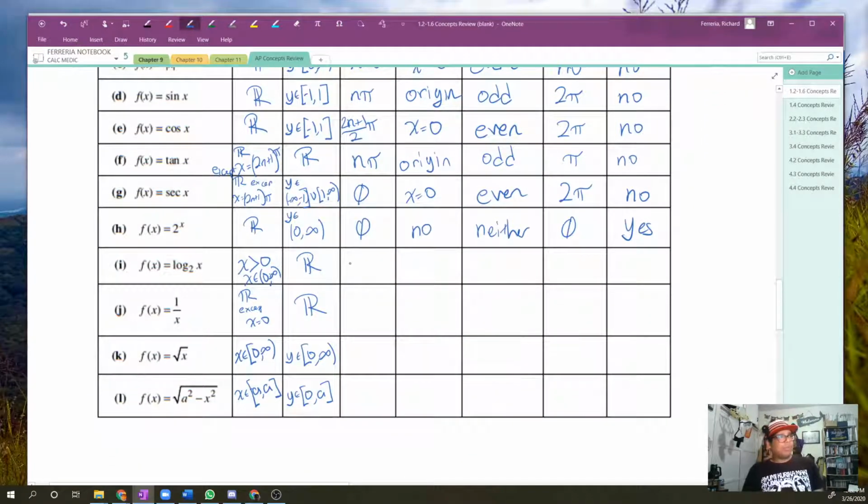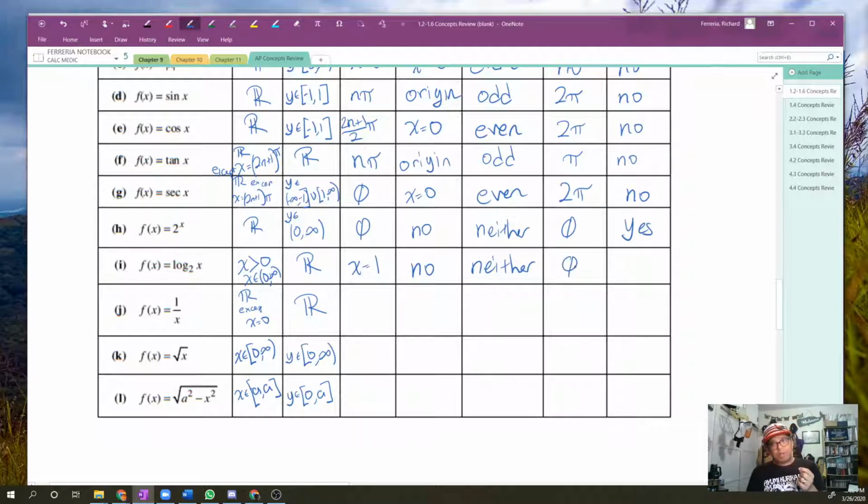Log base 2, you can imagine this is very similar, but this one does have a 0. This has a 0 when x equals 1, because 2 to the zero power equals 1. Does this have symmetry? No, no symmetry, which means it's neither even nor odd.